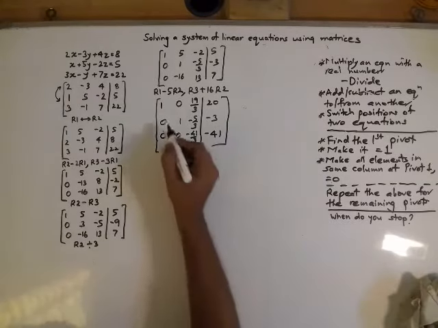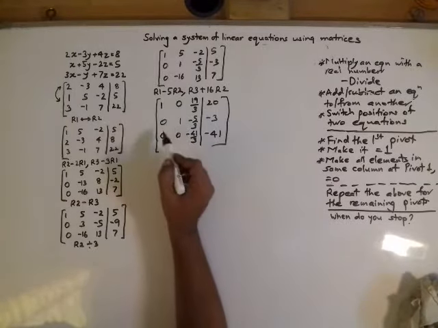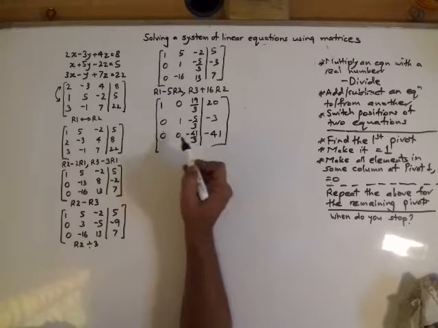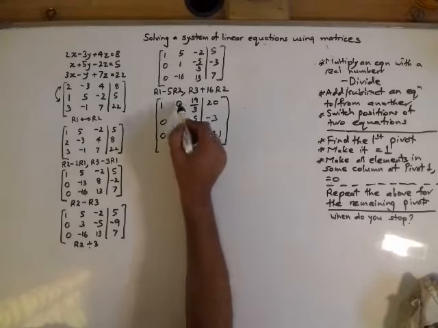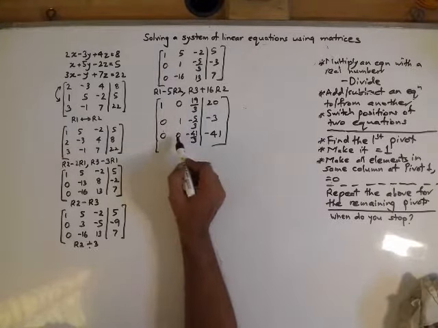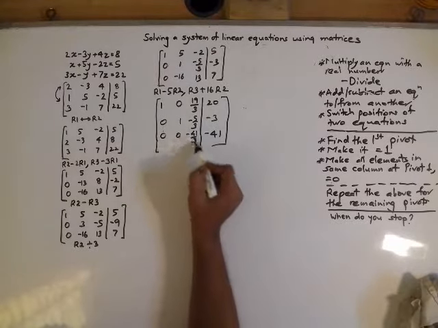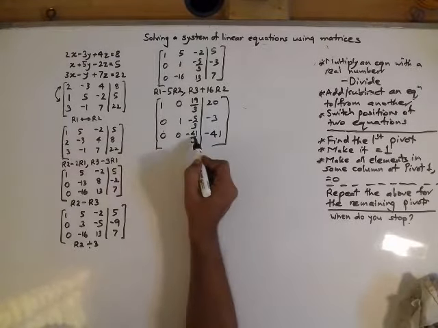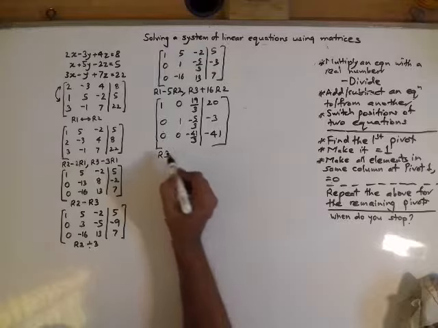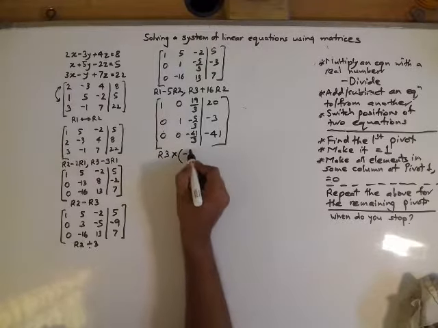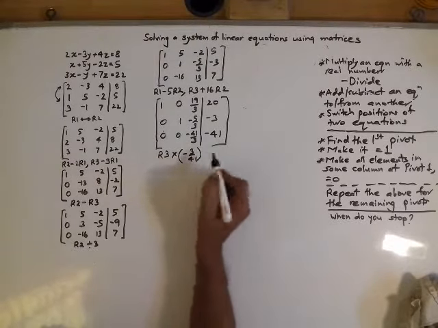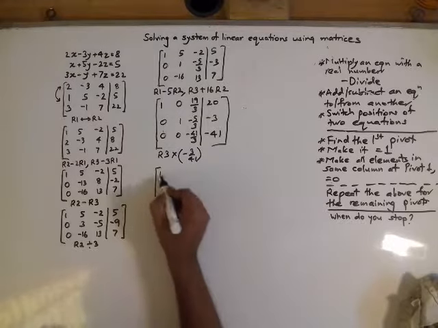Okay. So we got our pivot 1 equal to 1, everything else in that column equal to 0. Pivot 2 equal to 1, everything in that column equal to 0. We have to address the third pivot position, and the way to make that 1 is R3 into minus 3 by 41. So here we go.